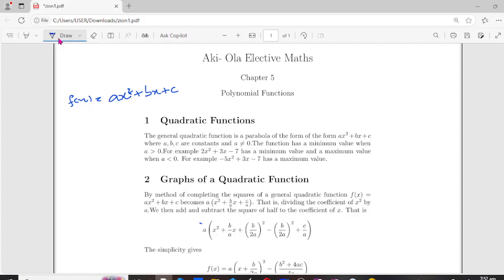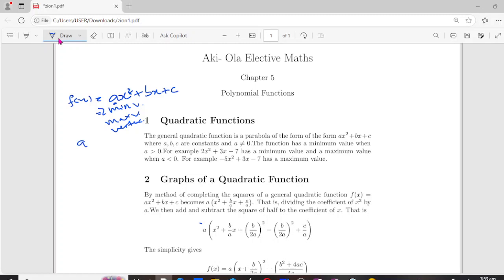And there are some key things we have to find on the function, which is the minimum value, the maximum value, and then the vertex of the function. So if we want to know whether a function has a minimum value or a maximum value, we have to check with the coefficient of x squared, which is a.